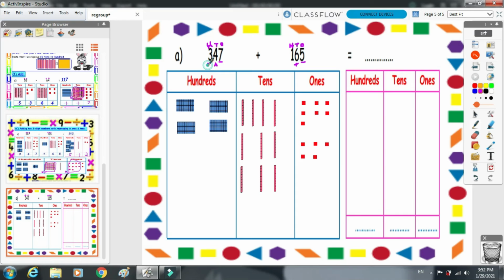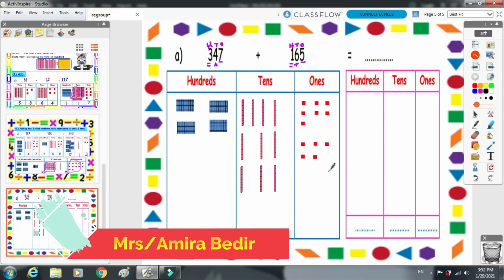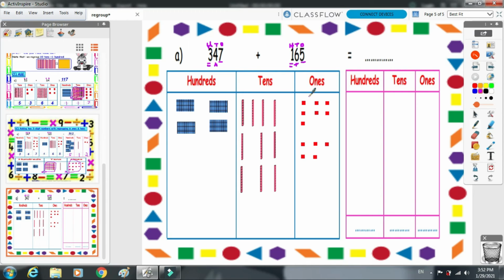Then I will add the hundreds digits. I have here 300 and I have here 100, so I will draw 3 blocks and one more block from the second addend. So it's time to compose the answer. Here in ones I have 1, 2, 3, 4, 5, 6, 7, 8, 9, 10, 11, and 12. We will find that the ones digits are more than 9, so here I need to regroup, and regroup means I will add 10 together and switch them to make 1 ten.